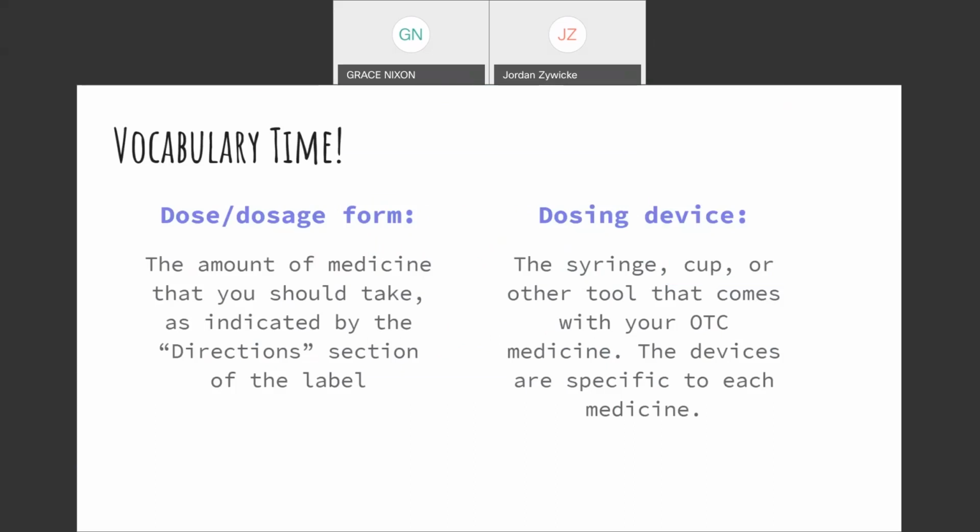First, let's start off with some vocabulary. The dose or dosage form is the amount of medicine that you should take as indicated by the directions section of the label. A dosing device is the syringe, cup, or other tool that comes with your over-the-counter medicine. The devices are specific to each medicine, and it is important that you never substitute a dosing device with a kitchen spoon or any other household measuring device.